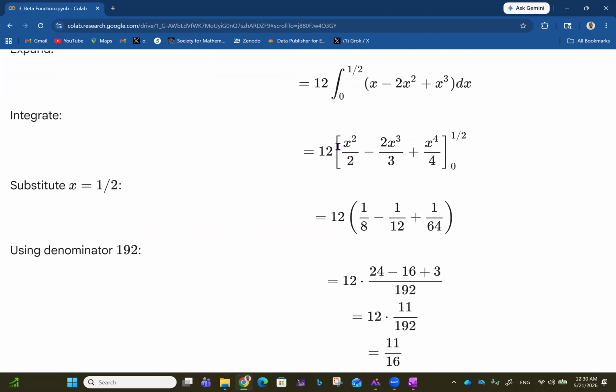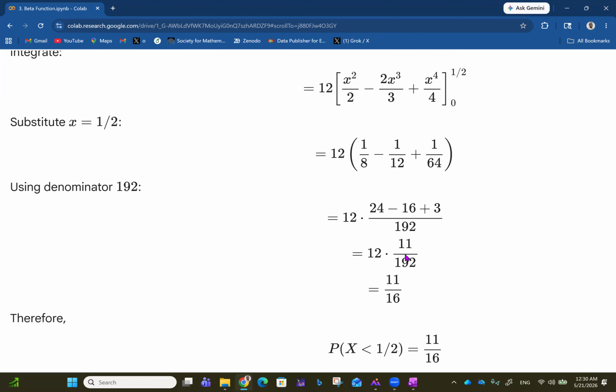So you have x squared over 2 minus 2x cubed over 3 plus x raised to power 4 over 4 from 0 to half. So put in half. Of course, all the zeros will be gone. Half squared is 1 over 4, so 1 over 4 times 1 over 2 is 1 over 8. Then 1 over 2 raised to power 3 is 1 over 8, so 2 times 1 over 8 is 1 over 4, and with the 3 that's 1 over 12. Then 1 over 2 raised to power 4 is 1 over 16, and with the 4 that's 1 over 64.